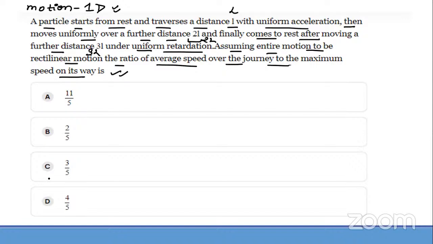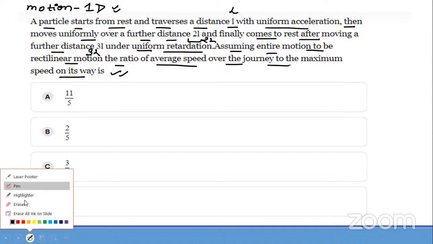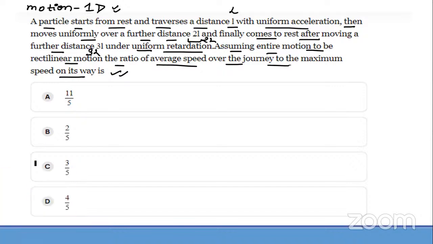I'll not give you the time to solve now because you have already tried to solve this question. That's why it's your doubt. So I'll directly solve it. First we'll break the question into 3 parts. What does it say in the first part? Let me highlight it again. I'll explain in depth. A particle starts from rest and traverses a distance L with uniform acceleration. So the first line is this, and we'll write it first.